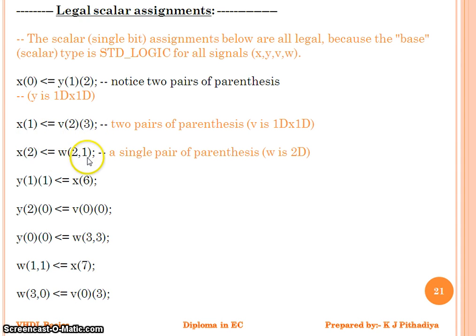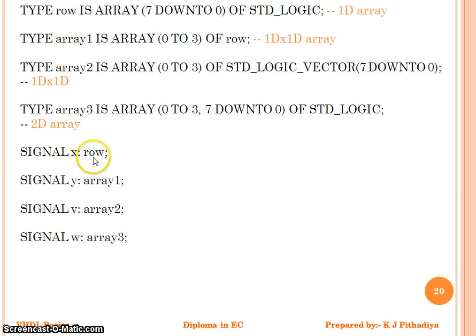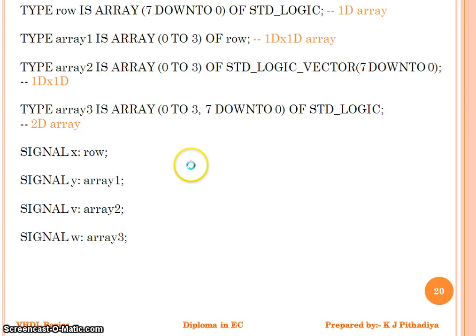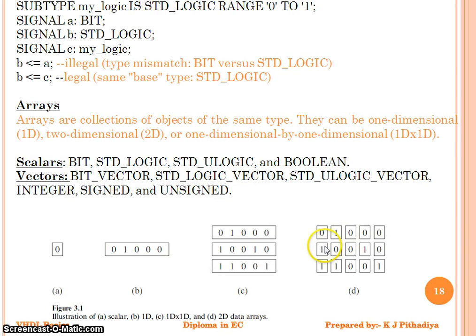Now w of 2 comma 1, so a 2d value, a 2d array. So w is array 3, 0 to 3 comma 7 down to 0. So that is a 2d array, and it is assigned to the value of x of 2. That means w is 2d. So again we can picture that particular 2d array. So this is the value.